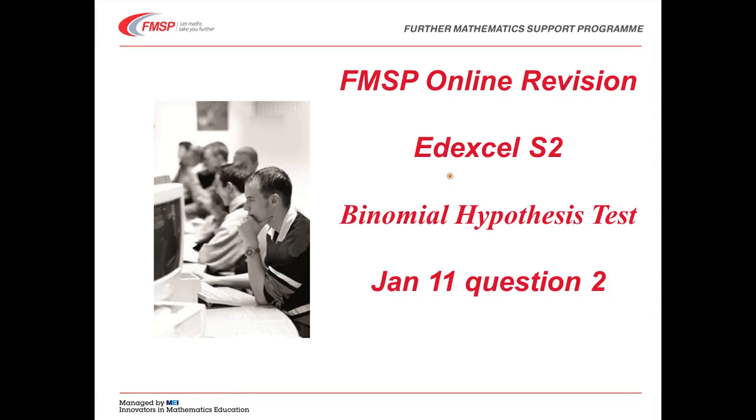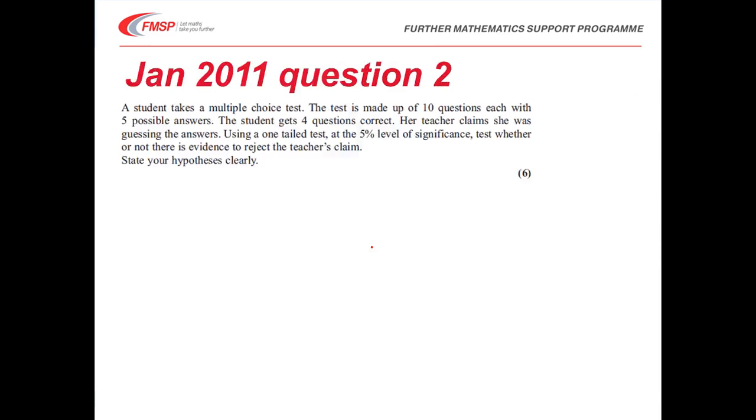So in this video we're looking at Edexcel S2 January 11 question 2, and this question is looking at doing a hypothesis test using the binomial distribution. So a student takes a multiple choice test. The test is made up of 10 questions, each with 5 possible answers. The student gets 4 correct.